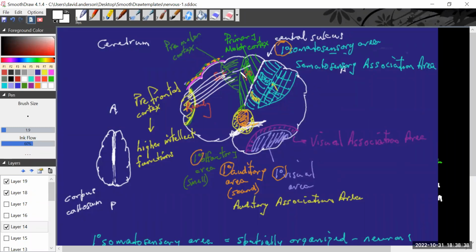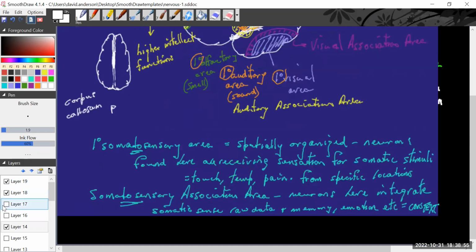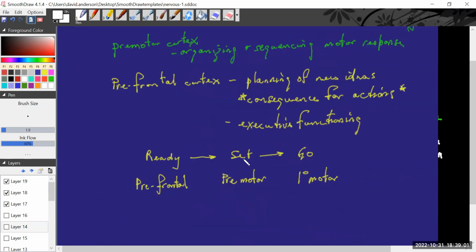And then from there, we're going to send over to the primary motor cortex to the specific groups of neurons that finish on the specific muscles of the body part that we want to move. Ready, set, go. Prefrontal, premotor, primary motor.